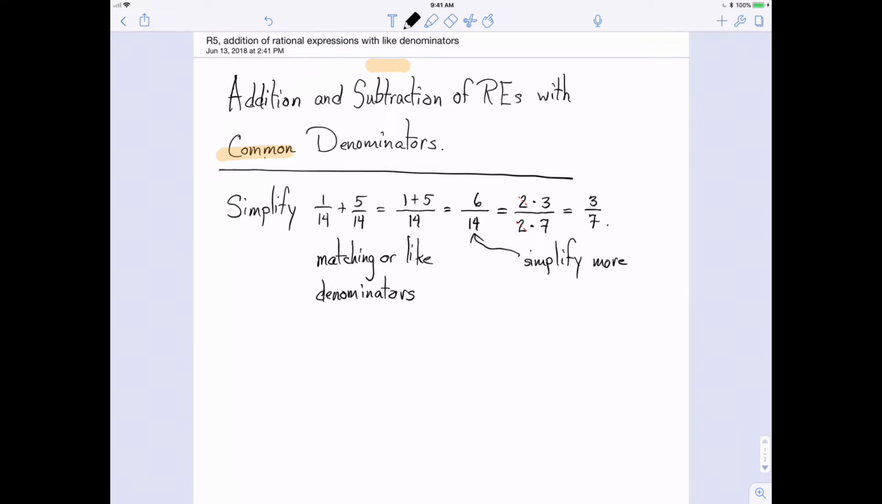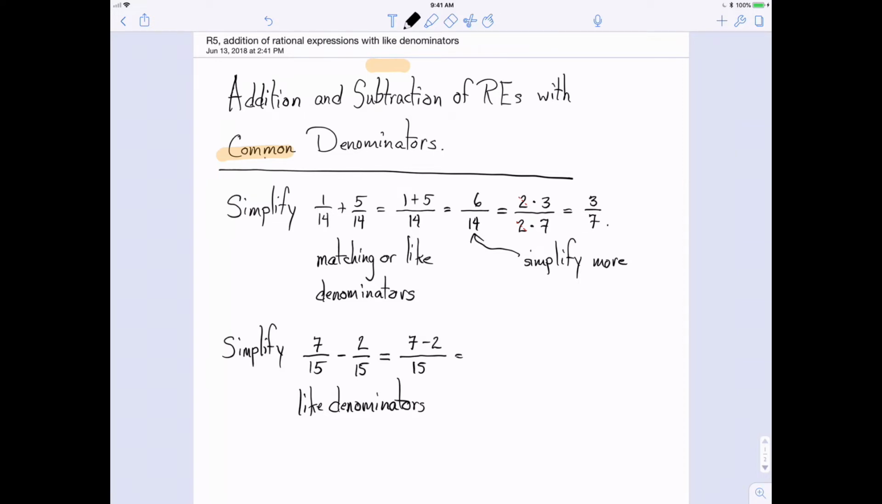Okay. Let's try another one. Simplify 7/15 minus 2/15. Again, they have like denominators, so we can proceed just working with the numerators. This becomes 7 minus 2, just like in the above where we wrote the addition, now we just write the subtraction over 15.